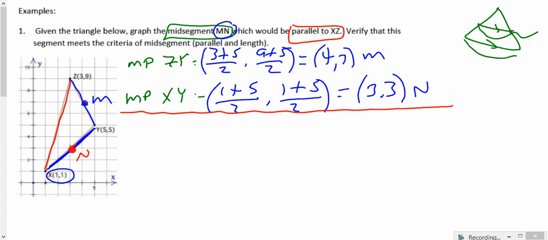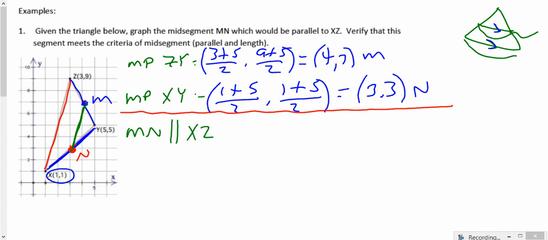Now they ask us to verify that this segment meets the criteria of a midsegment. As I mentioned earlier, a midsegment is parallel to the opposite side. So let's do that first. We're going to try to show, and this is our new line now, MN, the segment, that segment MN is parallel to segment XZ.